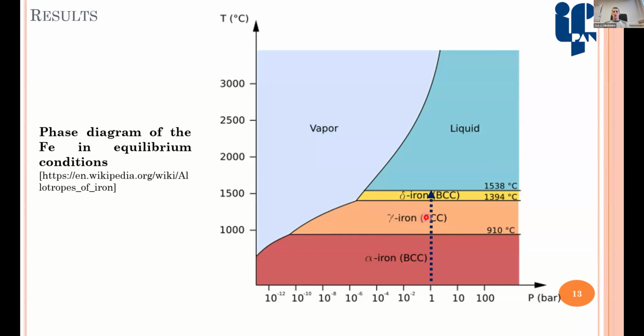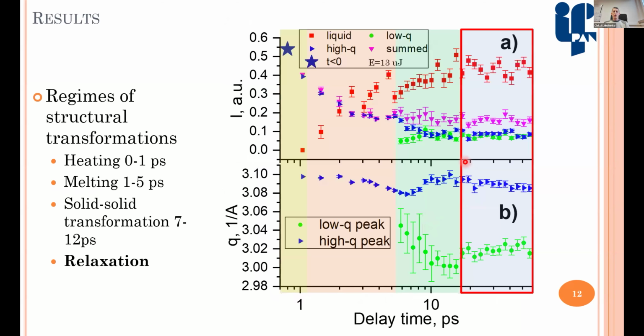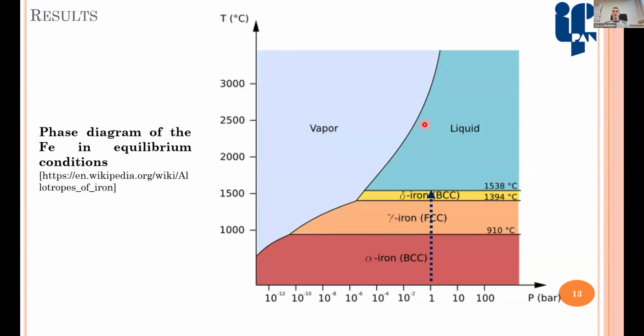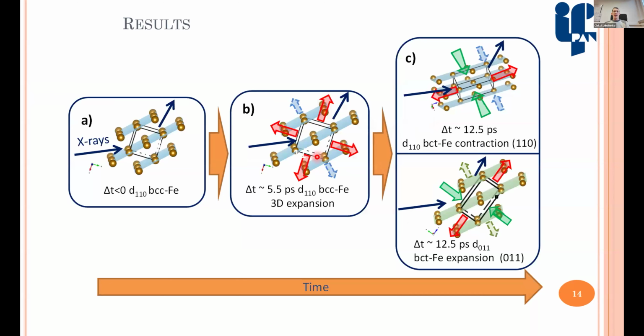It is not gamma iron, because if gamma iron formed, the peak intensity should change due to the change of unit cell and structure factor. And our explanation is that it is a BCT distortion of the initially BCC unit cell. Here the unit cell is schematically shown.